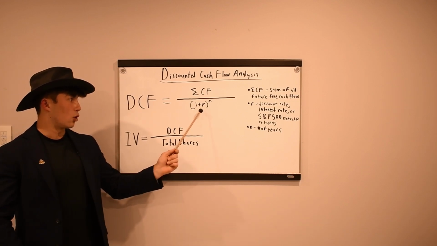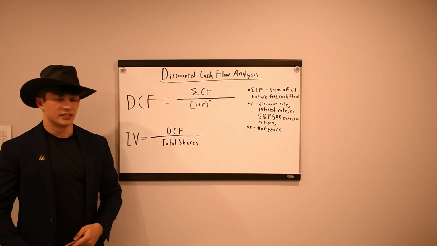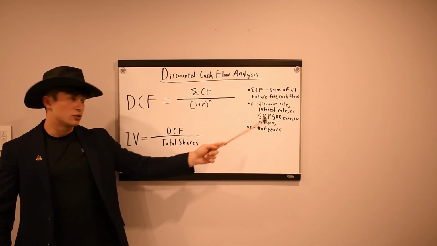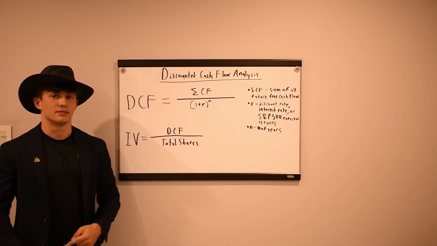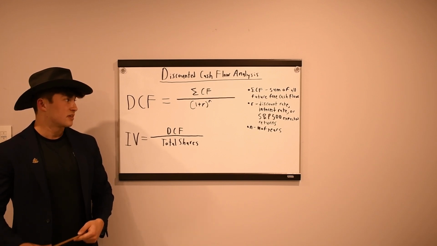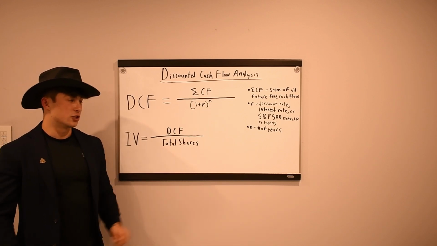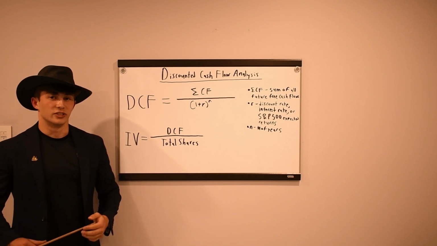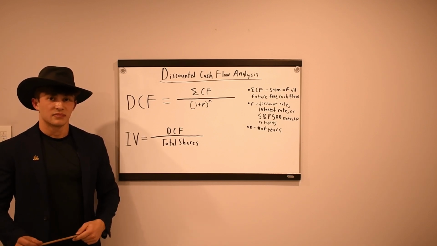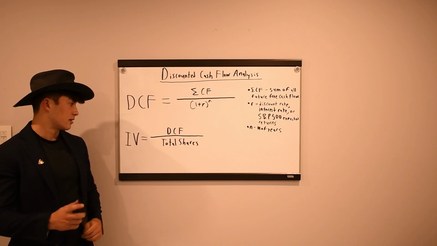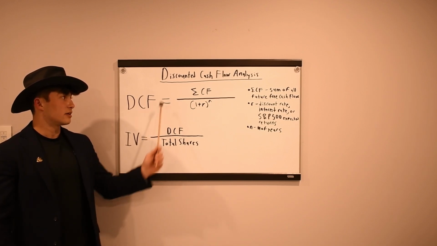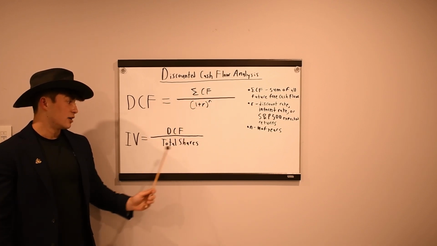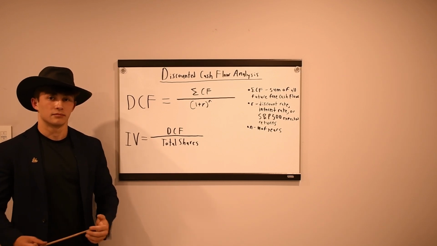Next, we have R, which could be multiple different things. It could be the current discount rates, it could be the current interest rates, or it could be the S&P 500 expected returns. And lastly, we have N, which is just the number of years you're going out to, which is typically around 5 to 10 years. And the intrinsic value of one share of the stock is calculated by DCF, calculated as here, divided by the total shares of the company.